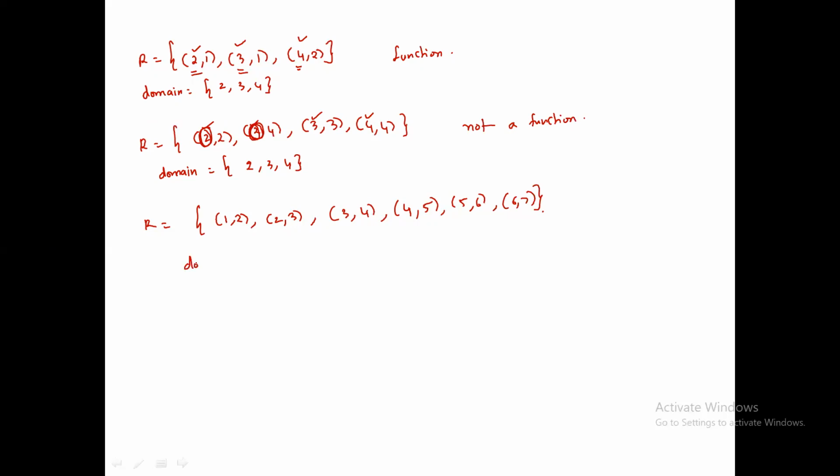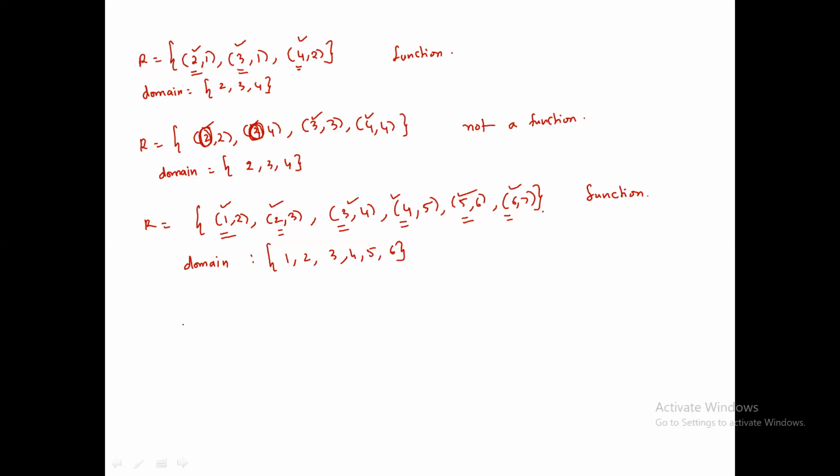Okay, the third relation. First I will write domain. All the x's. 1, 2, 3, 4, 5, 6. So the first condition, I have taken all the x's from the domain, 1, 2, 3, 4, 5, 6. All the elements of the domain I have taken. And the second condition is no x is repeating. That is why I can say this third relation is a function. So you must know which relation is a function, which relation is not a function.